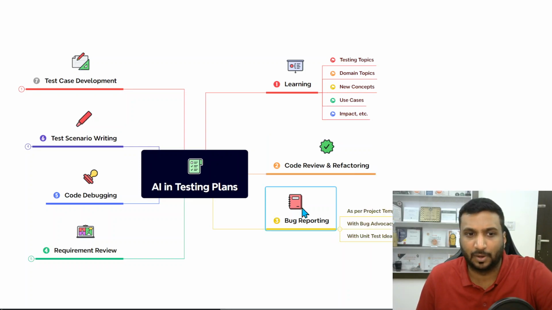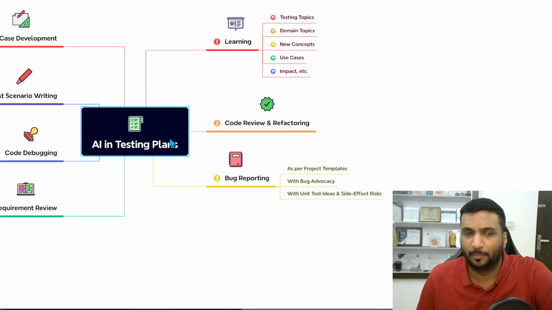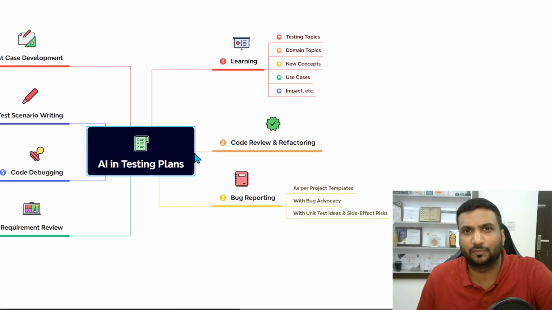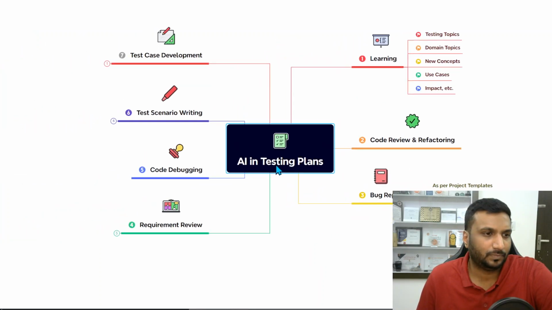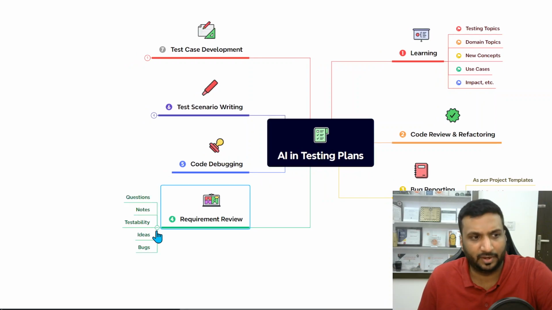The next part is bug reporting. It's pretty much a standard day-to-day task for testers, and with AI and the right prompts, I could tune the bug reports as per the project templates, with bug advocacy, unit testing ideas, side effect risks and so on. I'll give an example of this soon.